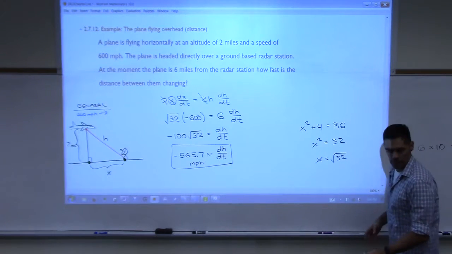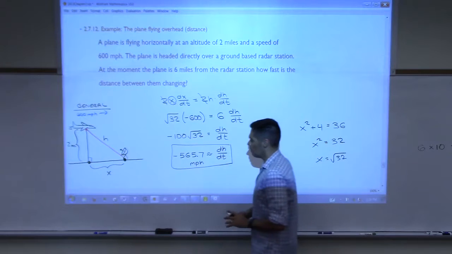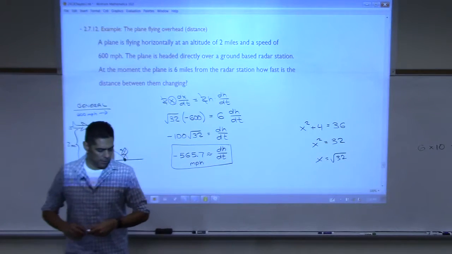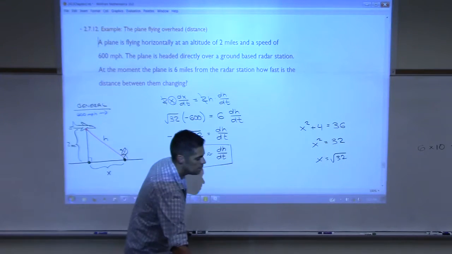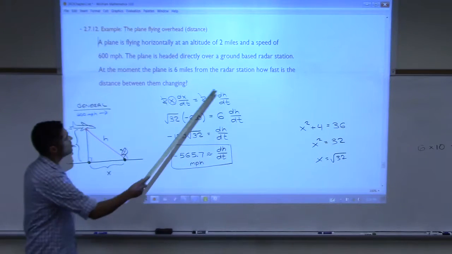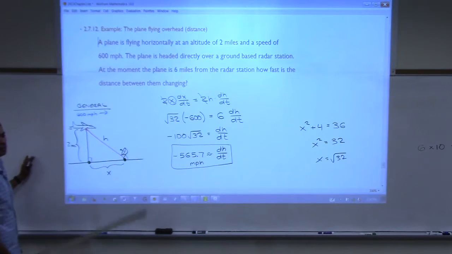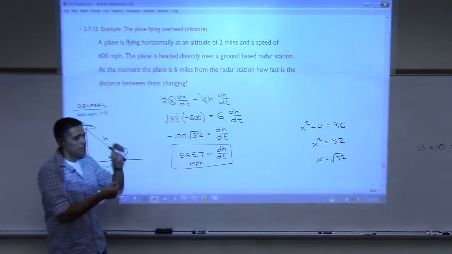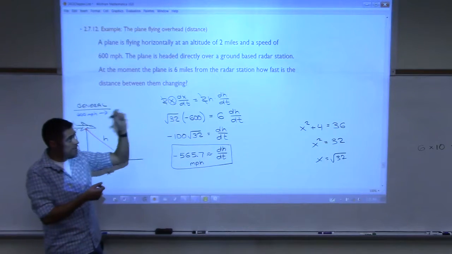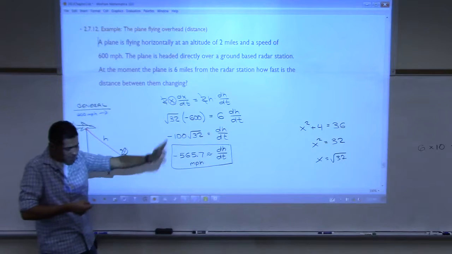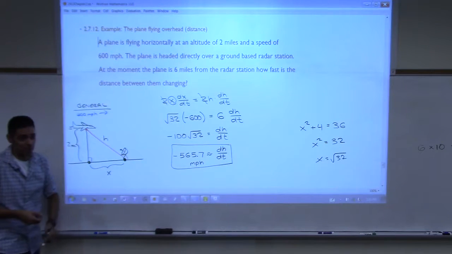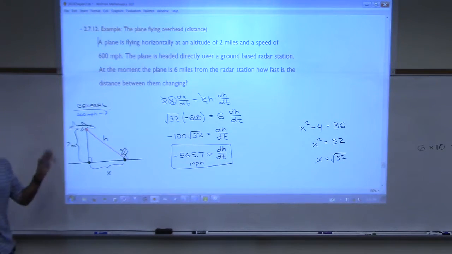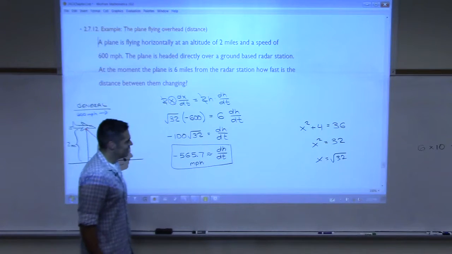Do you have to specify from what direction it's coming from? Do I have to? No, in the problem it doesn't, right? It just says how fast is the distance between them changing. You could just say 565.7 miles per hour. So if you're holding that rope, and the plane was traveling away from you at exactly 6 miles away, the rope's coming out of your hand at 565 miles per hour. Just ripping through your flesh, right?